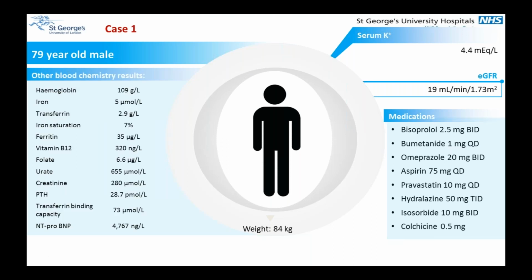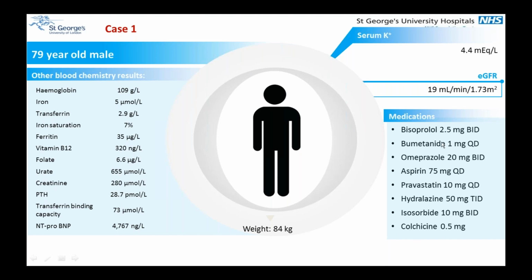When we looked at his blood tests, which were available to us when he presented, his hemoglobin was slightly low, his iron levels were low with a low iron saturation, the ferritin level was also low, B12 and folic acid were normal. As mentioned, the creatinine was high with a GFR of 19. He had secondary hyperparathyroidism, and his BNP was elevated but not very high.